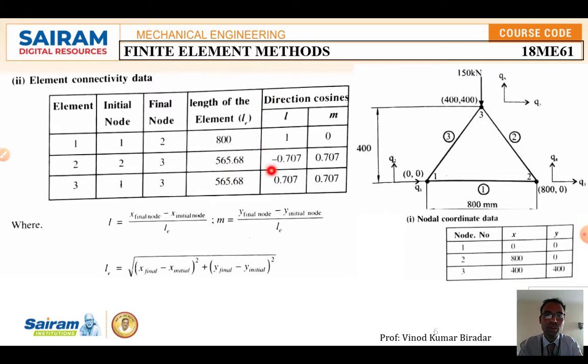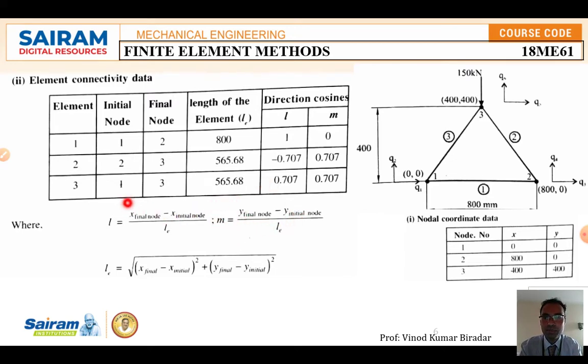Now coming to the direction cosines. We denote the direction cosines as L and M. How do we calculate L and M? We already taught you in the first problem. L is equal to X final node minus X initial node divided by the length of the element, and M is the Y distance: Y final minus Y initial divided by the length of the element.